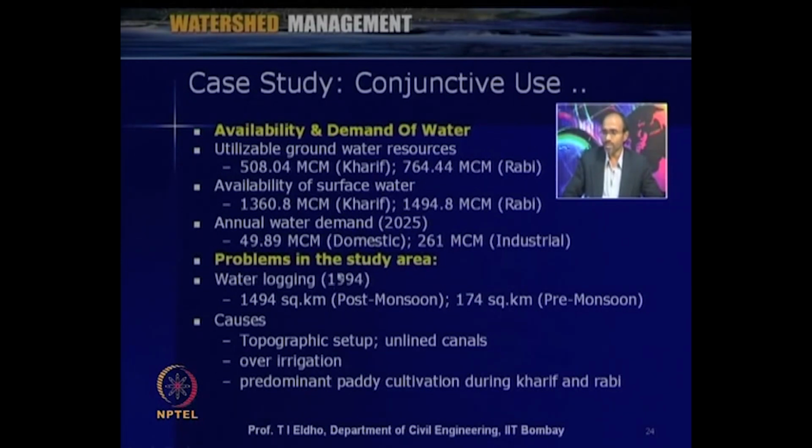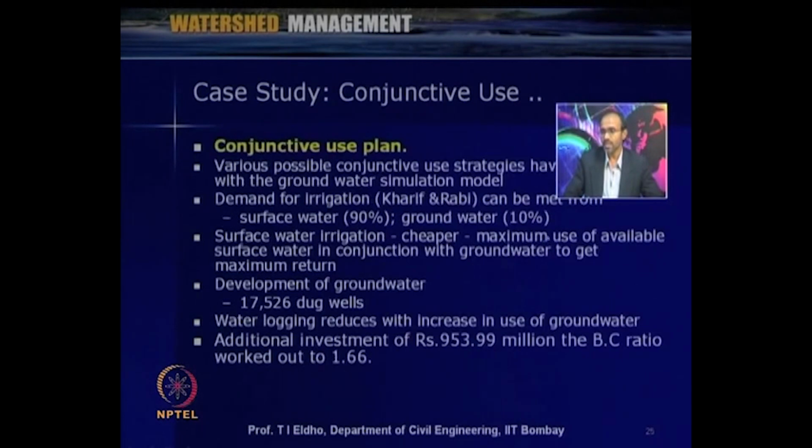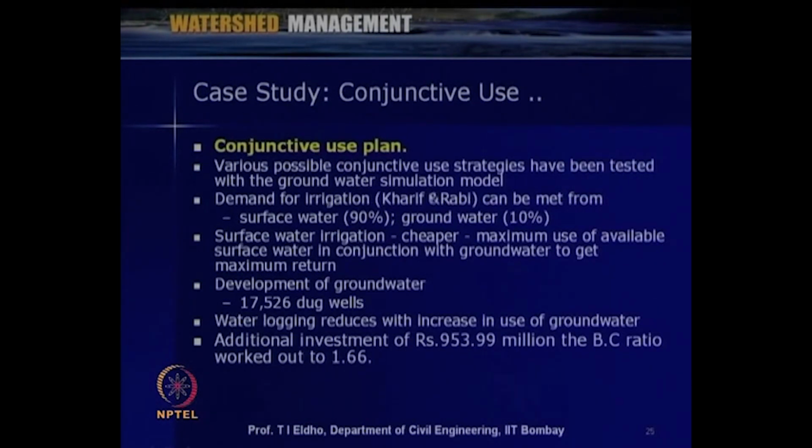Some of the problems in this study area is waterlogging, as per 1994 statistics. Post-monsoon, about 1400 or 1500 square kilometers of waterlogging were reported, and 174 square kilometers pre-monsoon. Some of the causes include the topographic setup with less slope in the area, unlined canal systems, over-irrigation, and predominantly paddy cultivation. These are some of the causes of the problems in this area, like waterlogging and salinization.